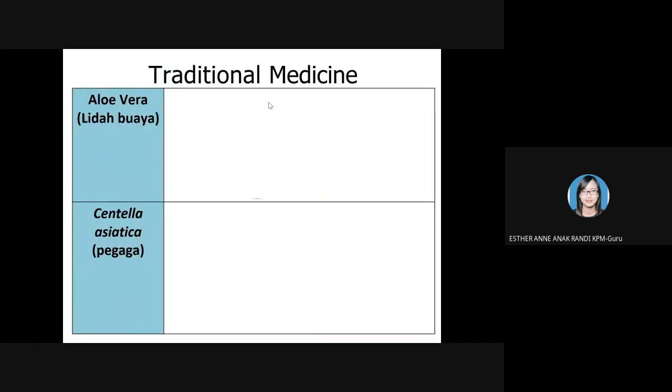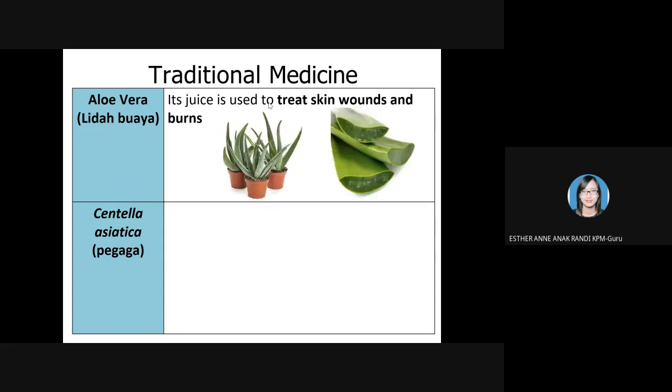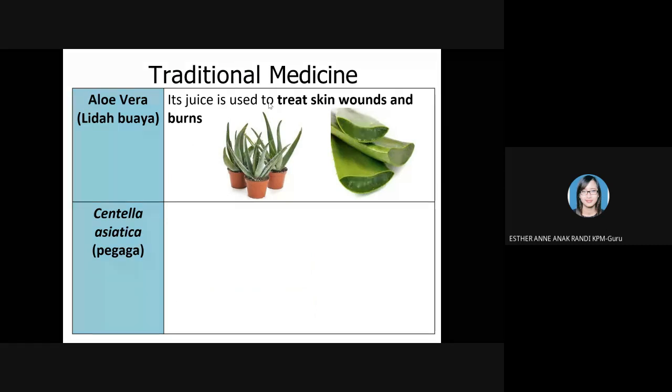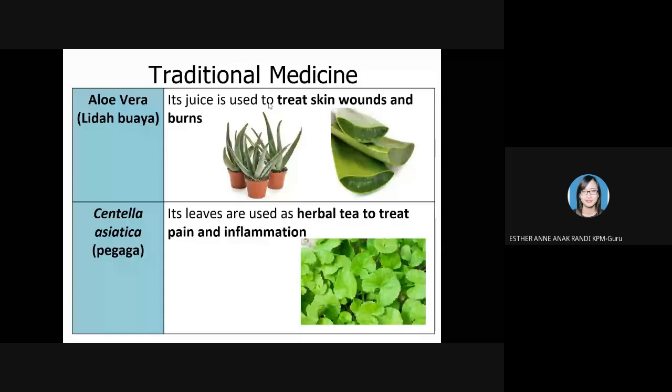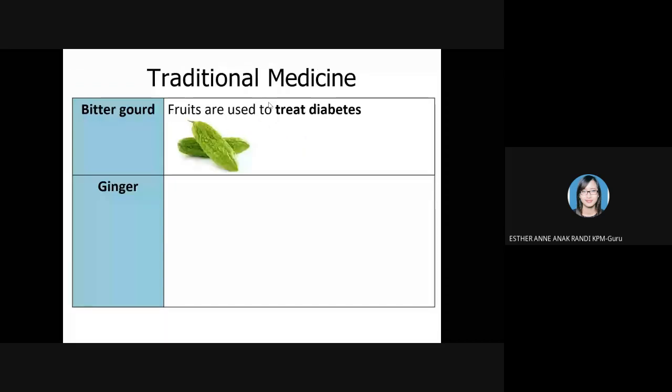Alright, let's look at the uses of them. So aloe vera ataupun lidah buaya is used to treat skin wounds and burns. As I said, if you burn your skin, melecur ke, terkena exhaust ke, whatever, you can lumurkan, just apply it on your skin. Pegaga is used to treat pain and inflammation. Bitter gourd, peria, is used to treat diabetes lah. Some people, normally our parents, the elders, kurangkanlah penyakit kencing manisnya, macam tu lah.